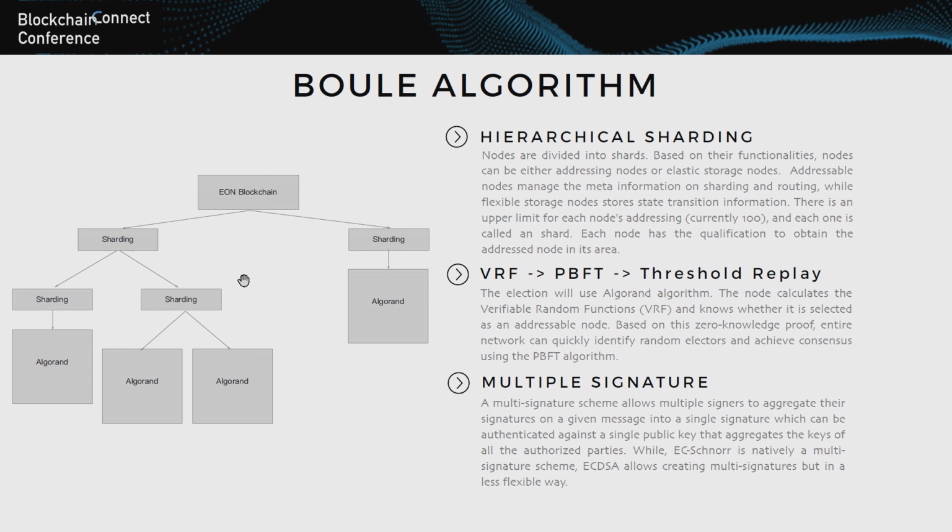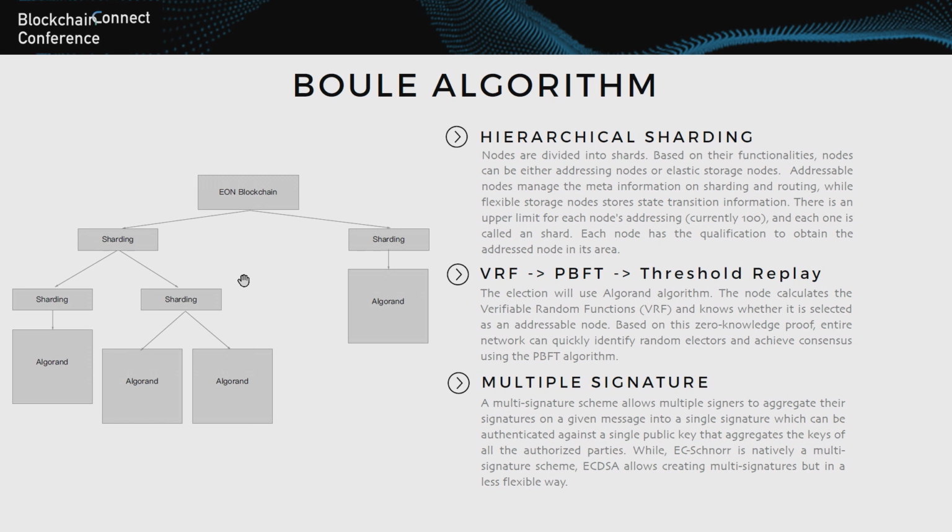EON is enabled with the Boule algorithm so that it can provide millions of TPS, transactions per second, to support all the cloud computing and make this possible. So how can we compete with a data center from Amazon? How can we build AWS from scratch using blockchain? Because of this little guy here.